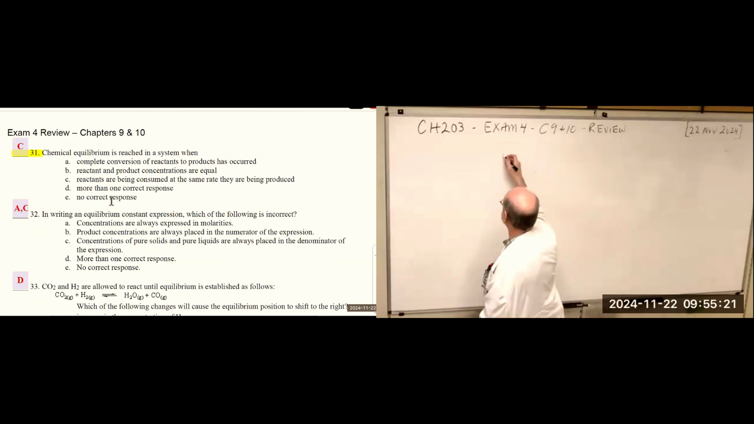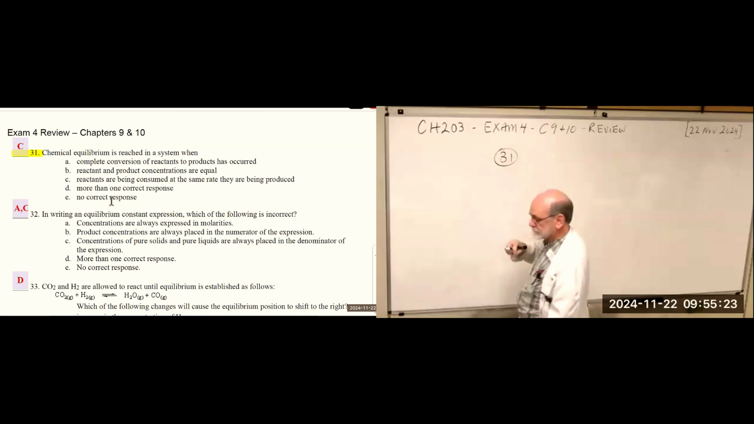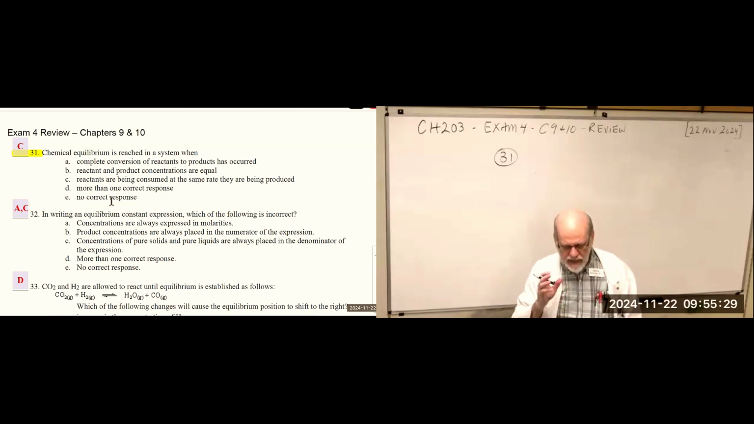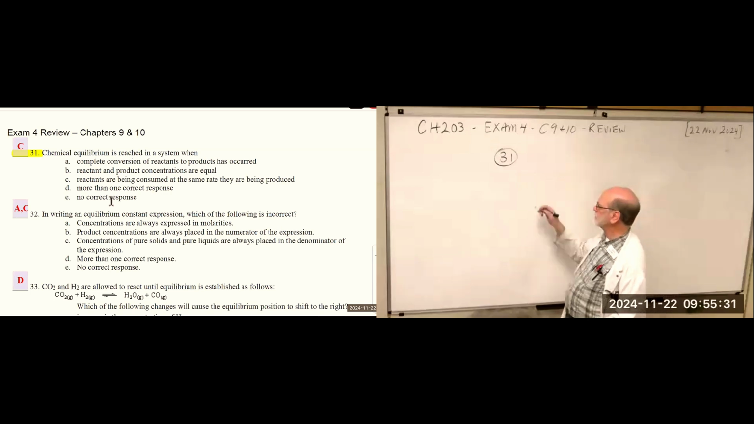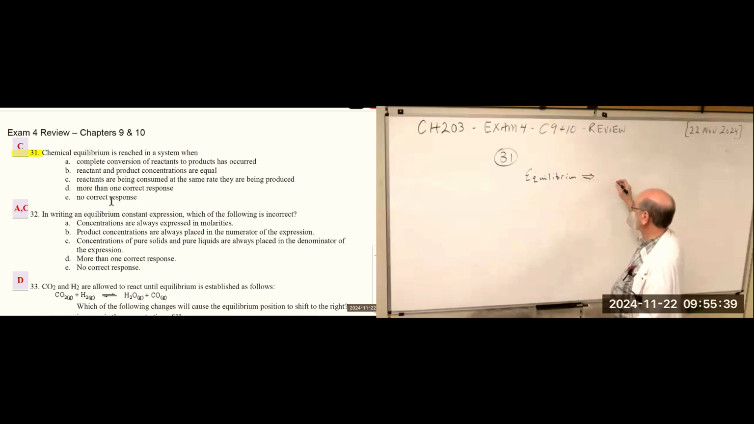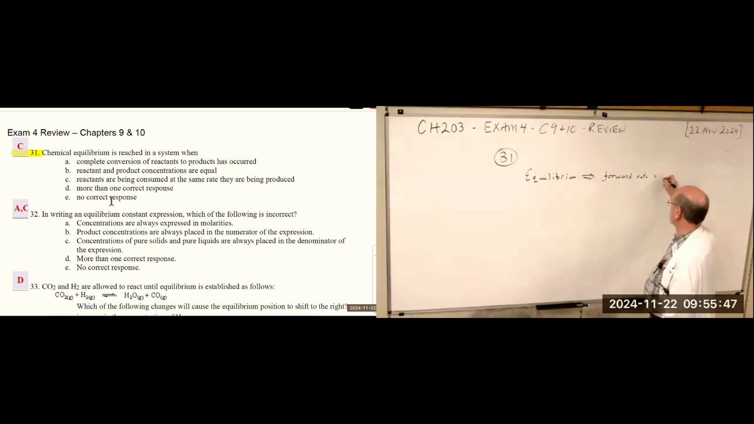31. Chemical equilibrium is reached in a system when? Chemical equilibrium implies forward rate equals reverse rate.